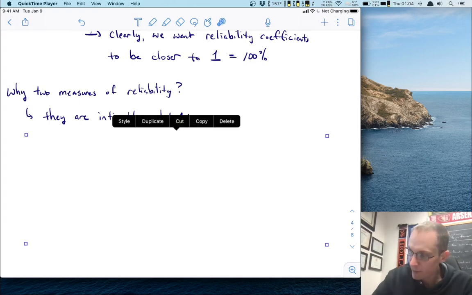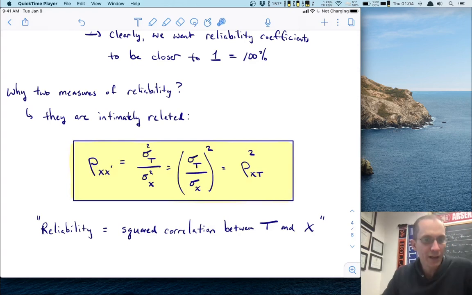And how is it that they're intimately related? Well, they're intimately related in the following way. Let's follow what's going on in this yellow box. If we start with the reliability coefficient, that's this symbol right here, by definition, that's equal to this ratio, right? The true score variance divided by the observed score variance. Mathematically, a square over a square is the same as the fraction squared. And we know from what we just figured out earlier that this fraction is the correlation between the true and observed scores, this rho xt. So it turns out that reliability, this number right here, is the squared correlation between true scores and observed scores.